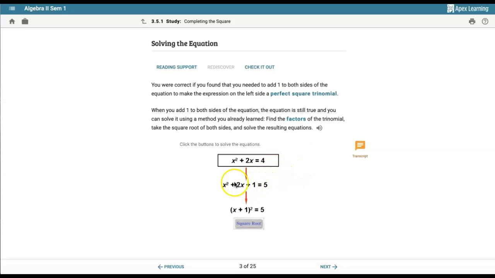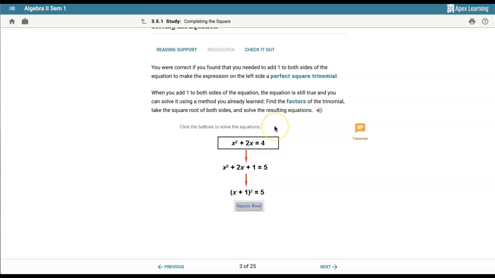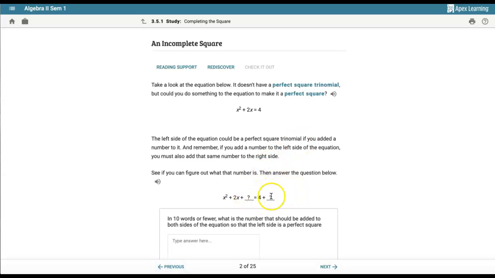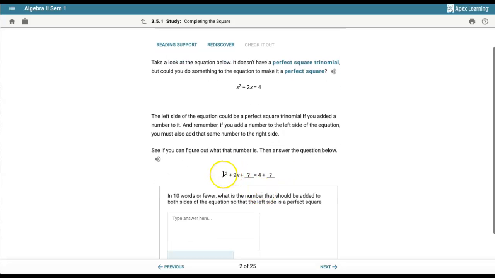It's 1, because if I have 1 squared, that equals 1, and 1 plus 1 gives me this 2x. So when I look at this, I add 1 to both sides. If I back it up here, I can add a 1 here and a 1 here. 4 plus 1 gives me 5. Then x squared plus 2x plus 1 is now a perfect square trinomial, because if I factor this out, x plus 1 multiplied by x plus 1 would give me this trinomial.